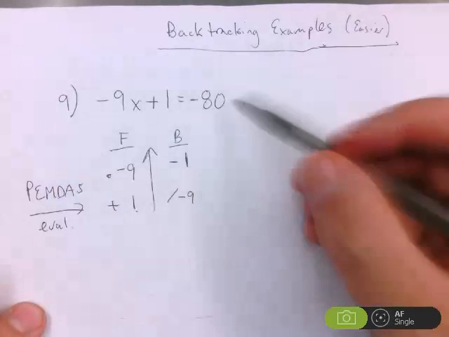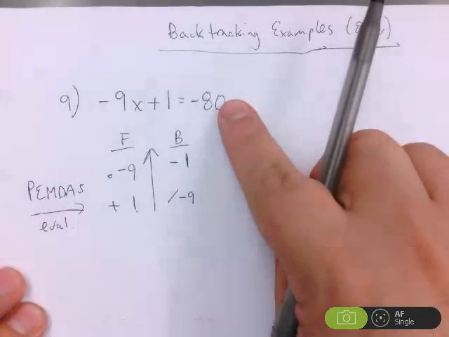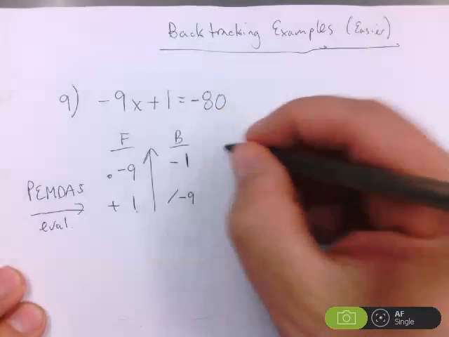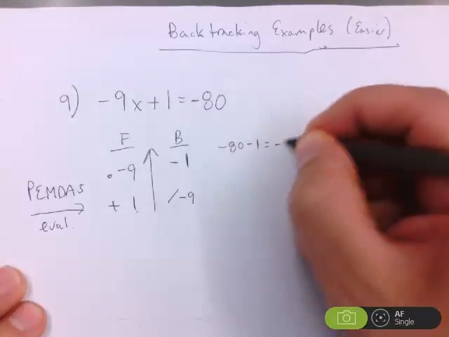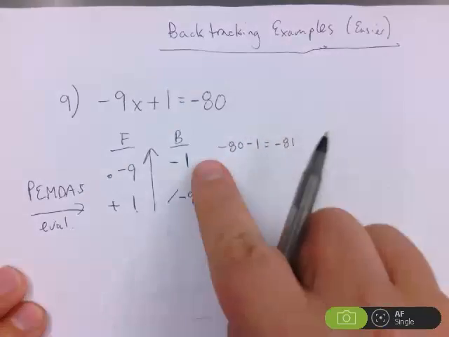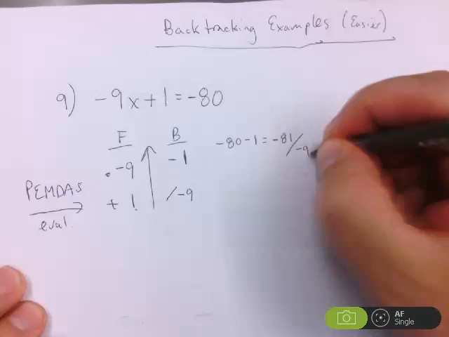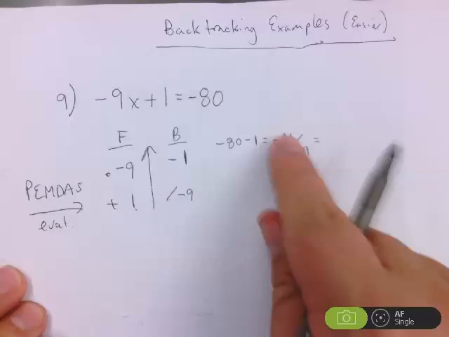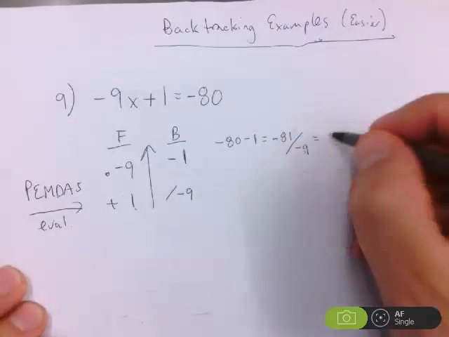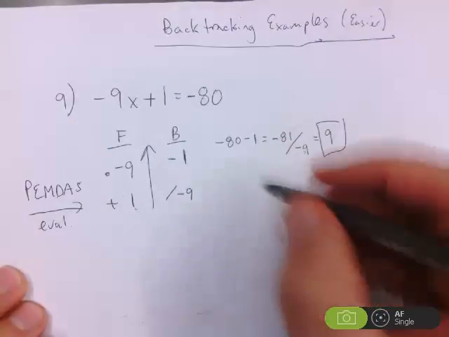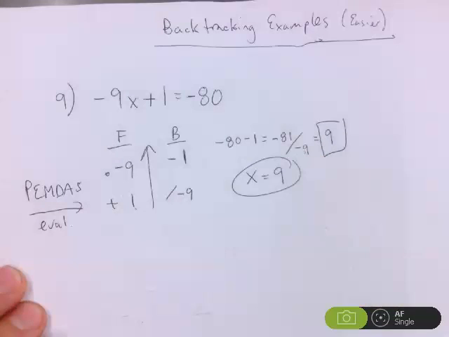Then I'm going to do that to this. I've got negative 80 minus 1, which is negative 81. Check, I did my first backward step. Then divide by negative 9. 81 divided by 9 is 9, and I've got 2 negatives, so that's going to be positive. So there we go, x equals a positive 9, and that's it.